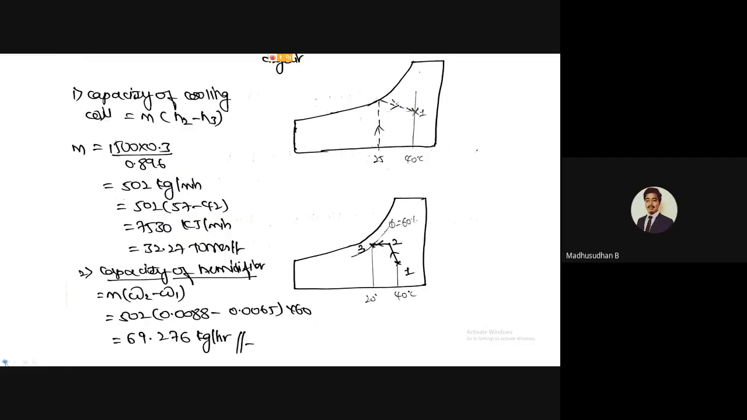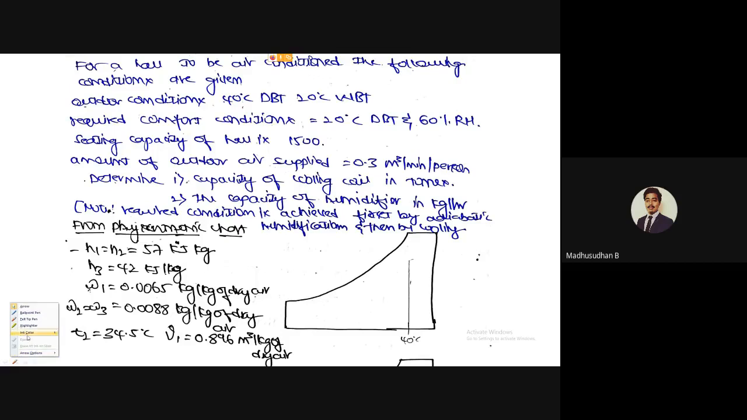Hello everyone. So in this particular video, we'll try to discuss one more problem on the psychometric processes. So in this problem, what is being given? For a hall to be air conditioned, the following conditions are given. The outdoor conditions are given here. Outdoor conditions are 40 degrees Celsius DBT and 20 degrees Celsius WBT.